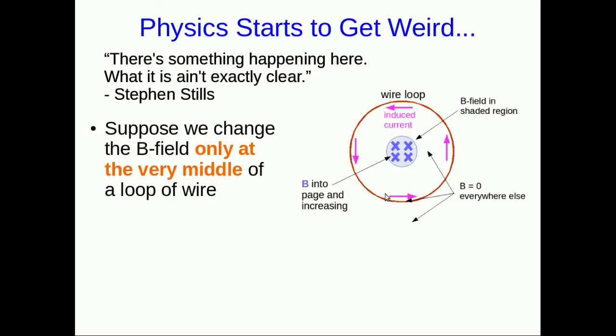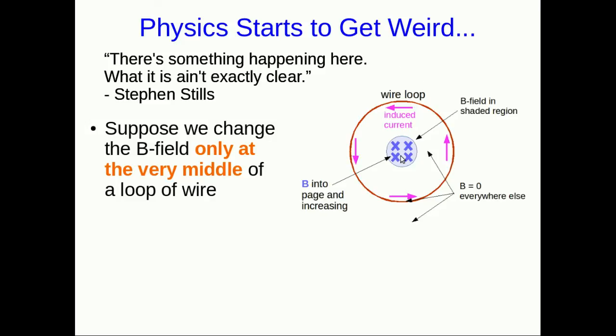Let's set up a wire loop, and somehow we can make a B field that's just in this middle area. So in this shaded region, there's a B field. And I'll say, this is difficult to do experimentally, but you can do it. There are ways you can make a B field like this. And I'll say it's into the page and it's increasing. If you work through all of Lenz's law and so on, you will find that if this B field into the page is increasing, it induces a current around this way in the wire loop.